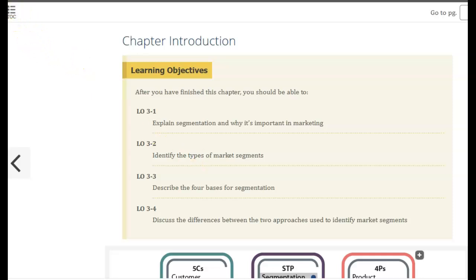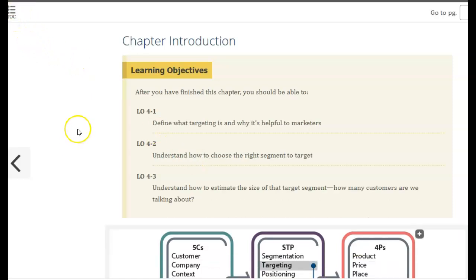Let's take a look at Chapter 4. Now in Chapter 4, we're talking about targeting, which is the logical next step after understanding what segments are out there: which ones should you be targeting, and defining what targeting is and why it's helpful to marketers. In fact, it's critical to marketers to be able to do that. The key takeaway there is, and I'm just going to use it by way of an example.